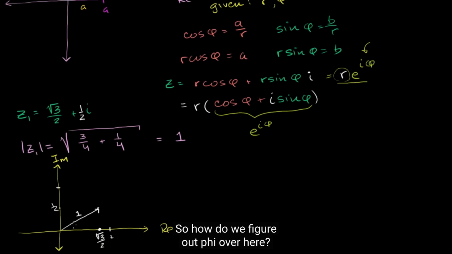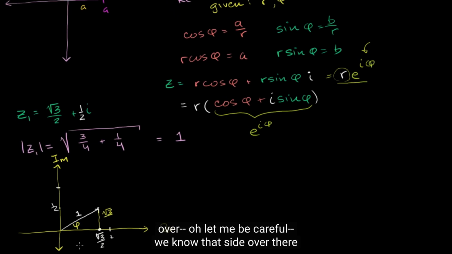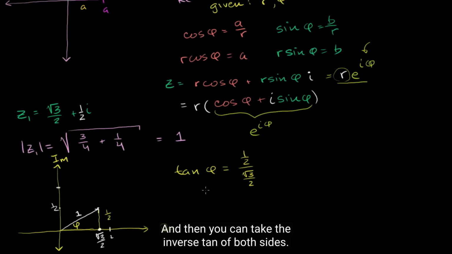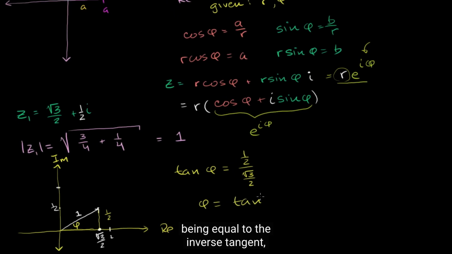So how do we figure out phi over here? We know that side over there is 1/2. That's the imaginary part. And we know the base is square root of 3 over 2. So there are a bunch of ways we can do this. One, you could just do the tangent, because that involves the opposite over the adjacent. You could say that the tangent of phi is equal to the opposite, 1/2, over the square root of 3 over 2. And then you can take the inverse tan of both sides. So phi is equal to the arctangent of, if you multiply the numerator and the denominator by 2, 1 over the square root of 3. You could do it like that.